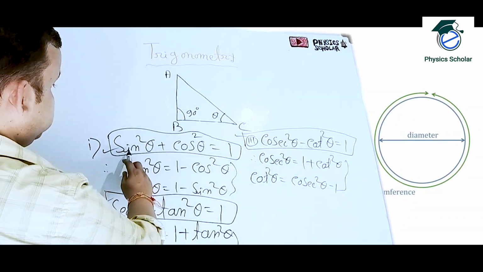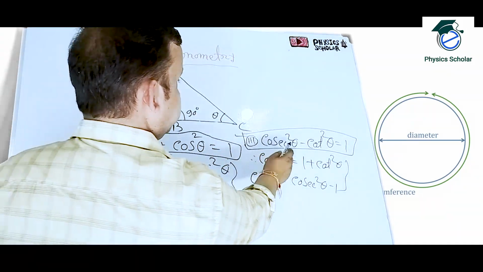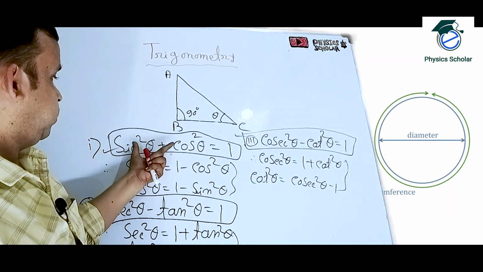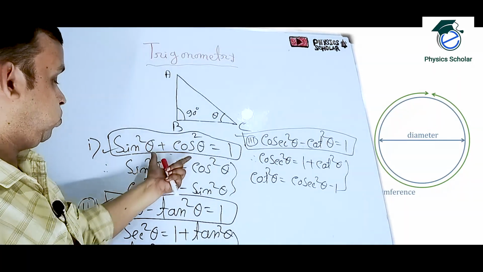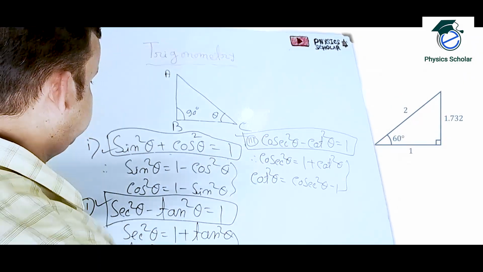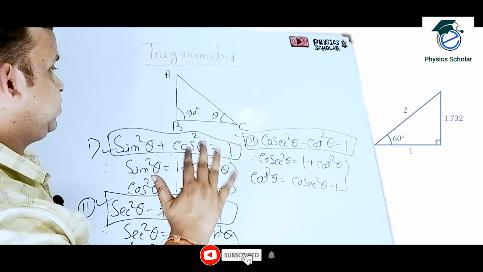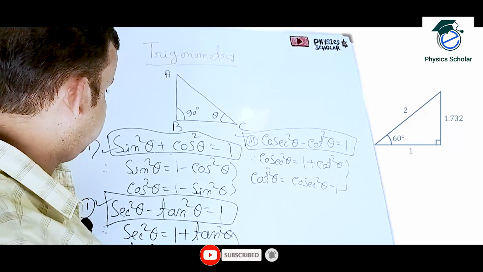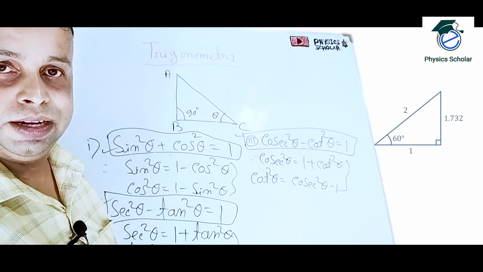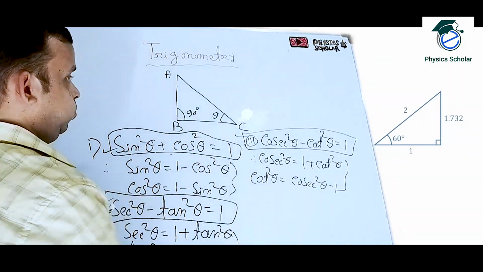So sin square theta plus cos square theta is equal to 1. Sec square theta minus tan square theta is equal to 1, and cosec square theta minus cot square theta is equal to 1. This is the relation between sin square and cos square, sec square and tan square, and cosec square and cot square. These are the very basic formulas of trigonometry. There are many things we will learn step by step, but with these formulas many sums can be solved at class 10 level. Hope you understand this.